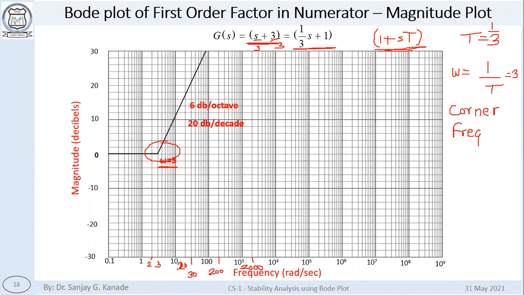All these things we have with us. So at omega equal to 3, why is it important? Because this corner frequency is the most important thing in this case. If there is a first order factor in the numerator, the shape is always going to be like this. The point is where to put this corner. That is the only thing. That's why you must calculate and point that corner frequency properly and correctly. Okay, got it?